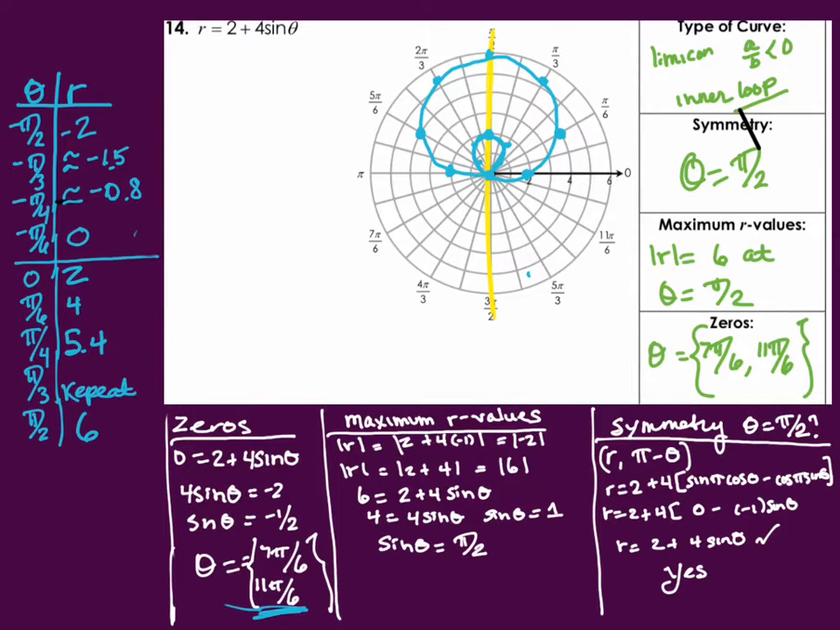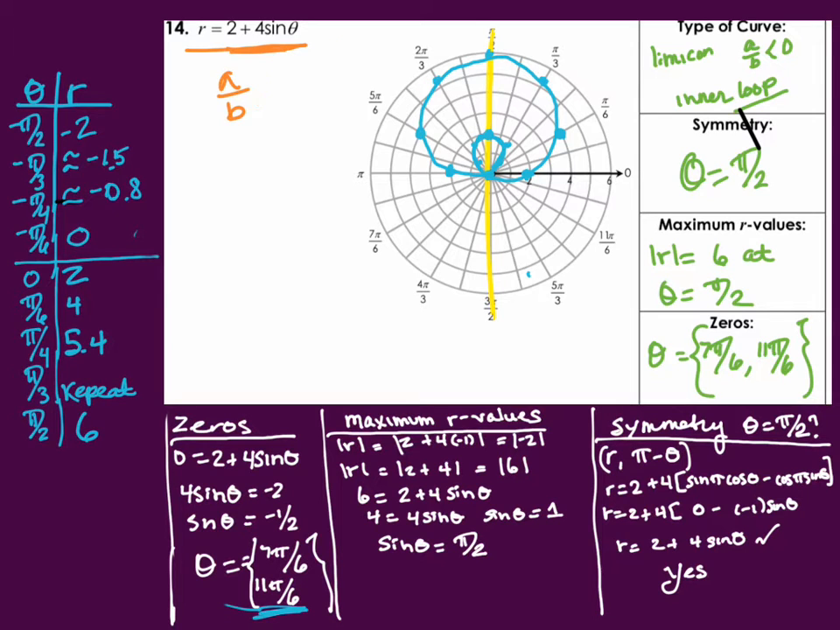I'm going to number 14, the very next one, just because it's a looped limacon, and I want to do one example of a looped limacon. So we can tell it's a limacon because it's a plus b sine theta. And then a over b is 2 over 4, which is less than 1. And so we know that it has an inner loop. All right, so it is a sine.